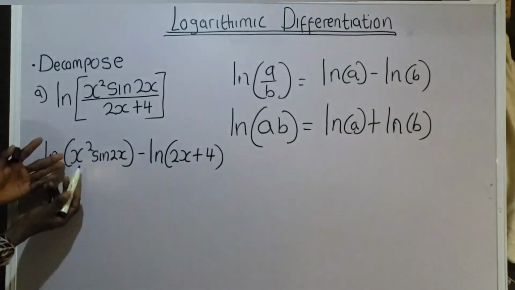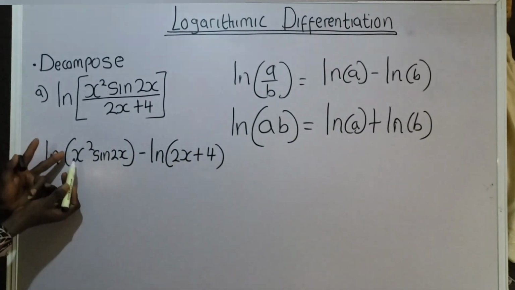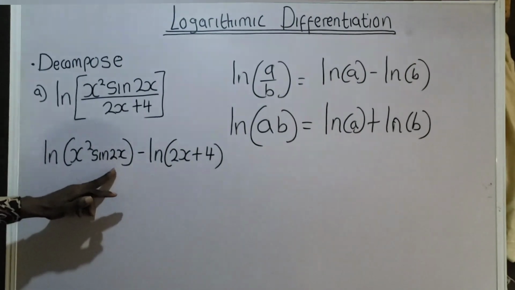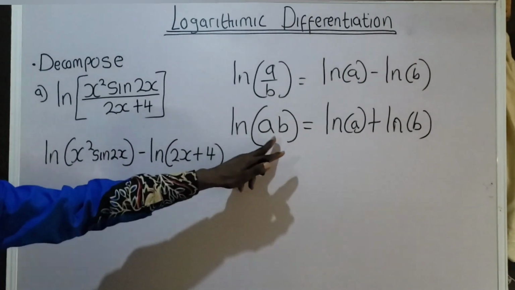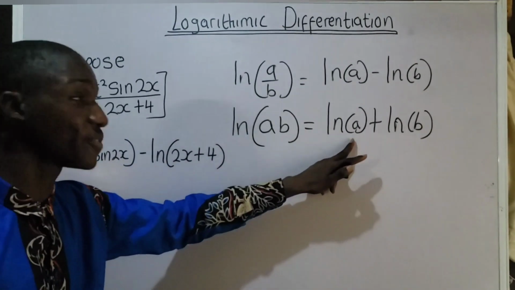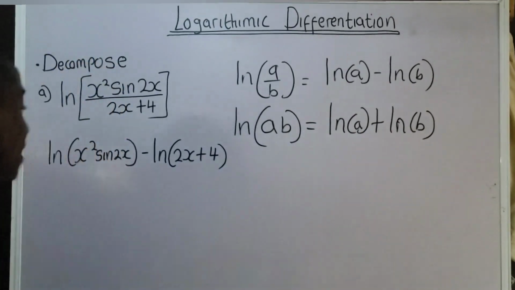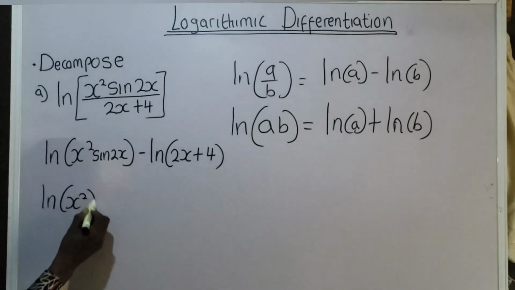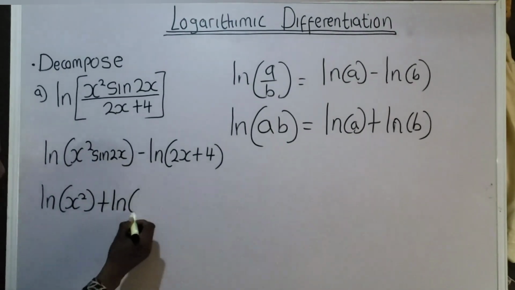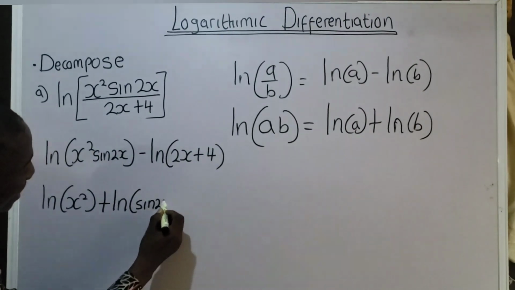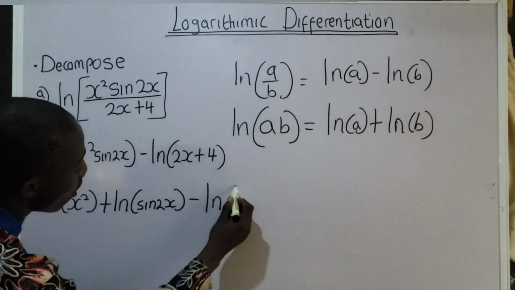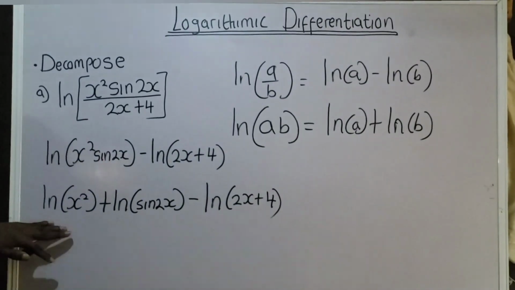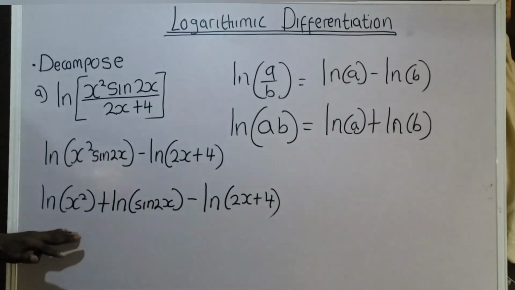You can see that if you look at this component, I still have the product sign between x squared and sine 2x. And I told you that the natural log of the product of A and B is also the same thing as the natural log of A plus the natural log of B. Therefore, for this, I'm going to have the natural log of x squared plus the natural log of sine 2x minus the natural log of 2x plus 4. So I have decomposed it. You can differentiate this function right now. You understand? You can differentiate it.